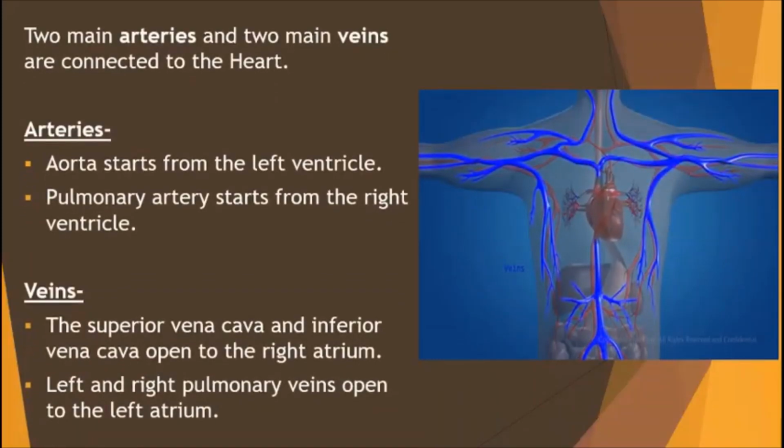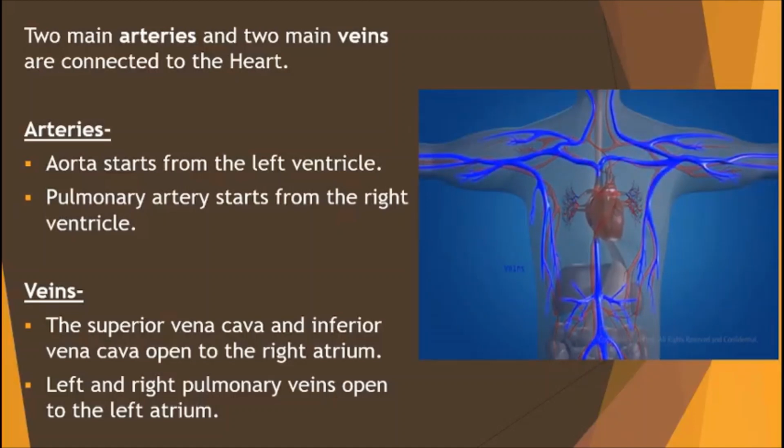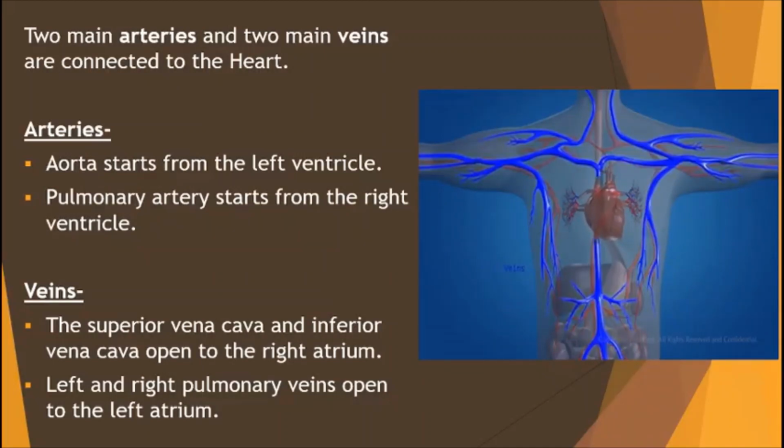Now let's see what the main blood vessels connected with the heart are. Two main arteries and two types of main veins are connected to the heart. The arteries connected with the heart are the aorta and the pulmonary artery. The aorta starts from the left ventricle. The pulmonary artery starts from the right ventricle.